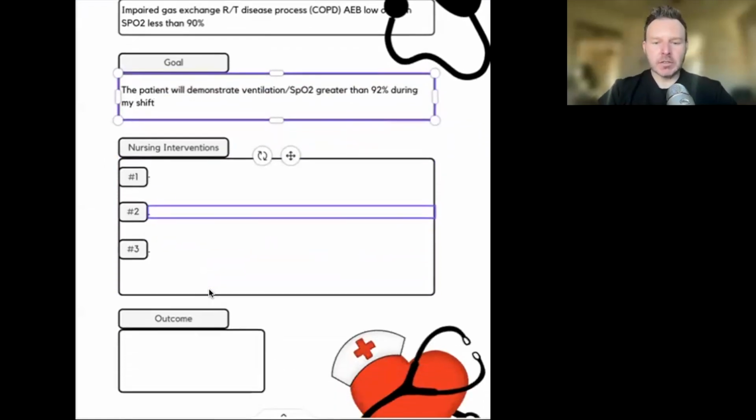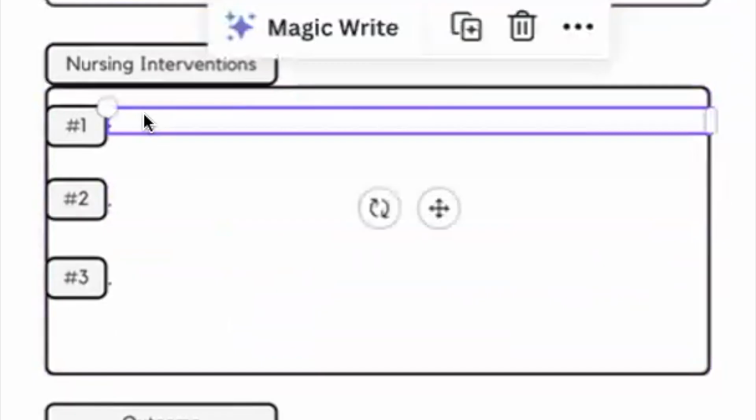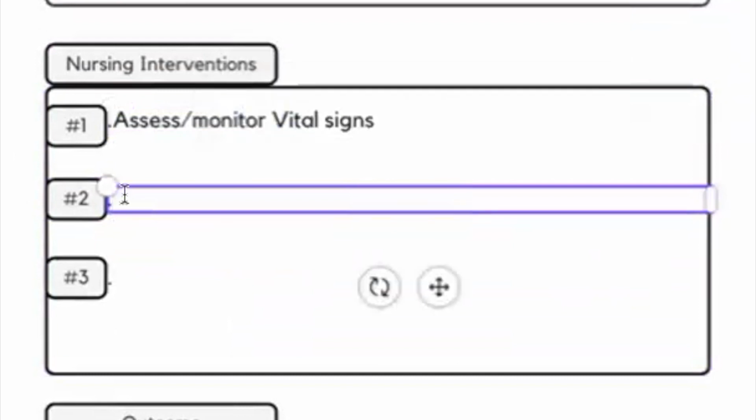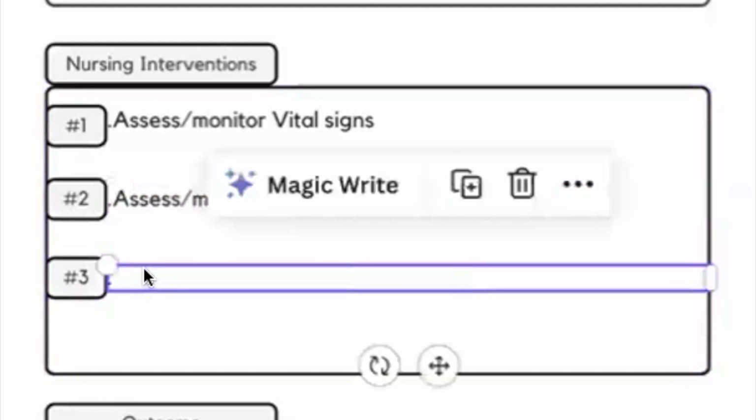Okay, so now let's move down to our nursing interventions. What can I do to help this patient? So one of the things I want to do is assess and monitor my vital signs. That's going to let me know if the patient's getting worse or they're getting better. It's a very important piece, right? How about we do another assessment, monitor LOC, or level of consciousness. That's important because confusion is a sign of hypoxemia. So a patient's going to be confused if they're having low levels of oxygen. So we're going to monitor that.